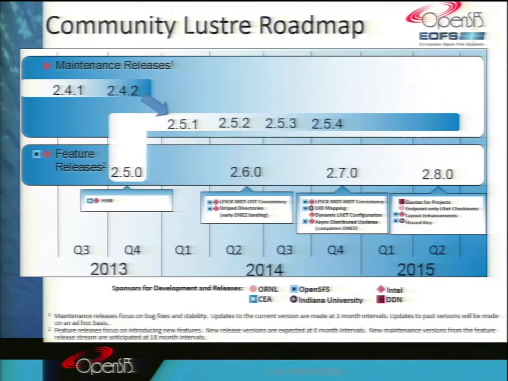So going forward, Lustre 2.6, some of the features you're going to see there: we're going to continue working on the LFSCK improvements. We're going to have MDT OST consistency in the next release. Stripe directories, so this is kind of a preview of, if you heard about DNE, we've been talking about this a lot in previous years.